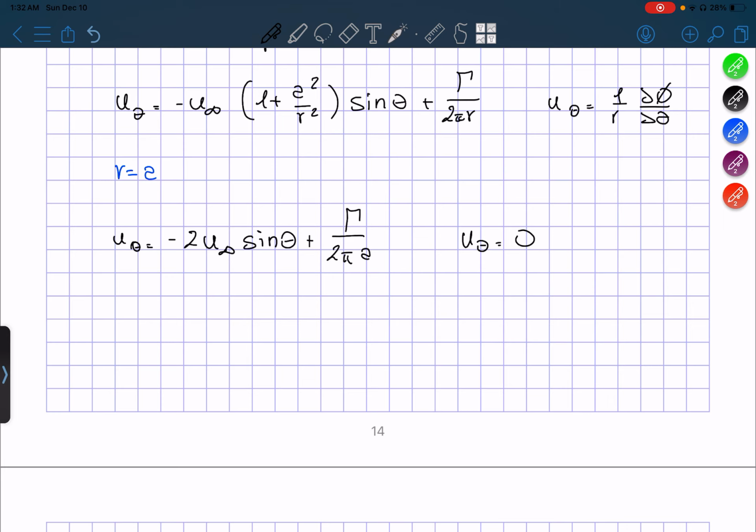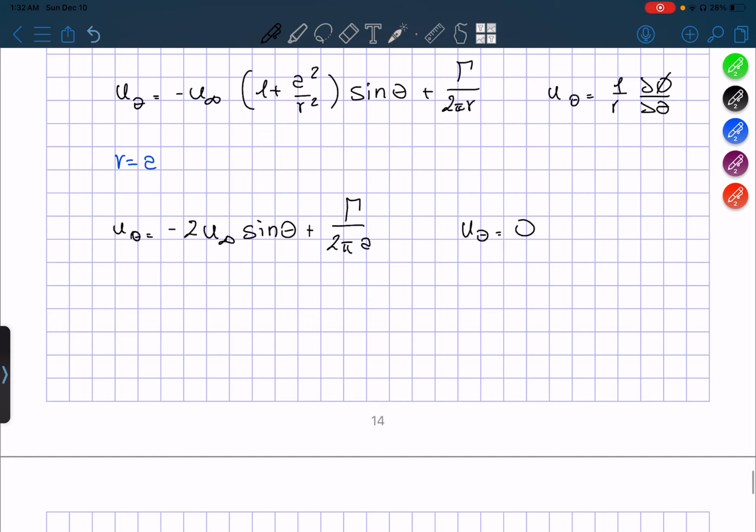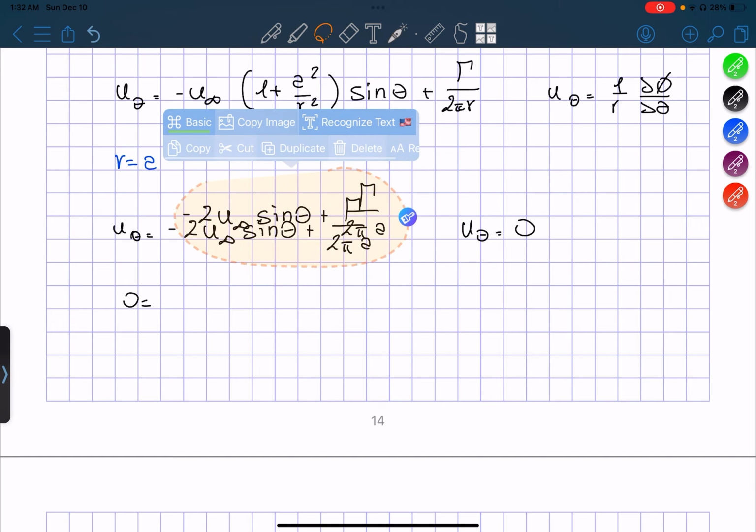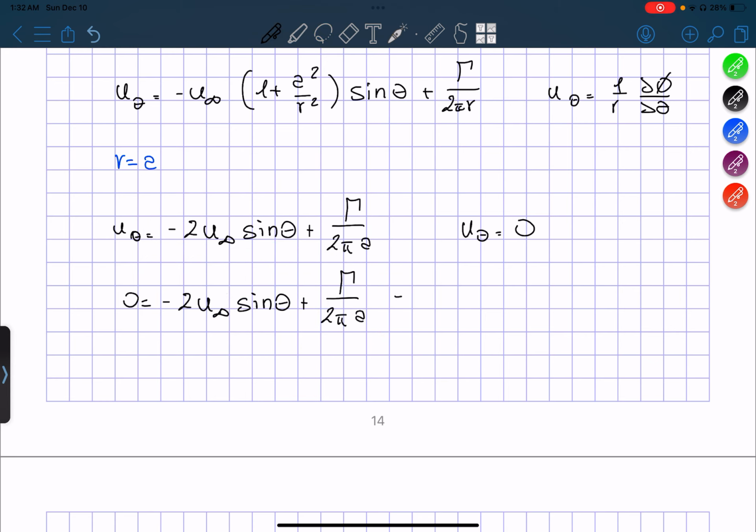Well, again, of course, our radius will be a, so we don't have to worry about that. We have 0 equals this thing here. So I'm just gonna copy and paste it. So we have that sine of theta is equal to gamma divided by 4 pi u infinity times a. This is very important because now the position of our stagnation point depends on theta.